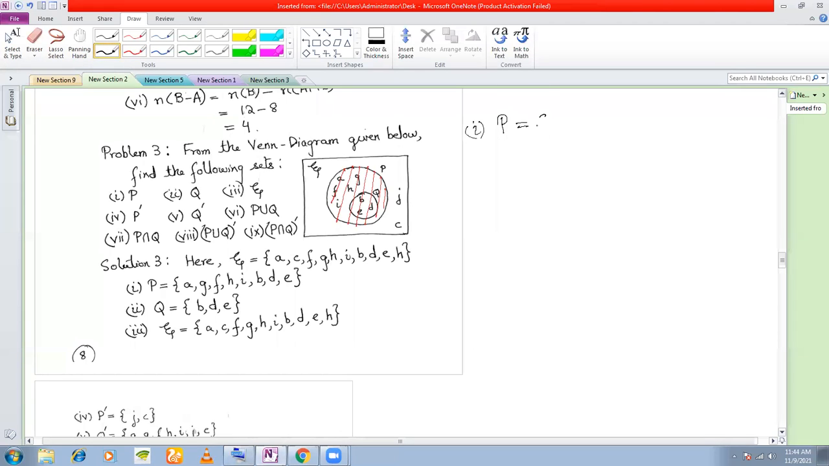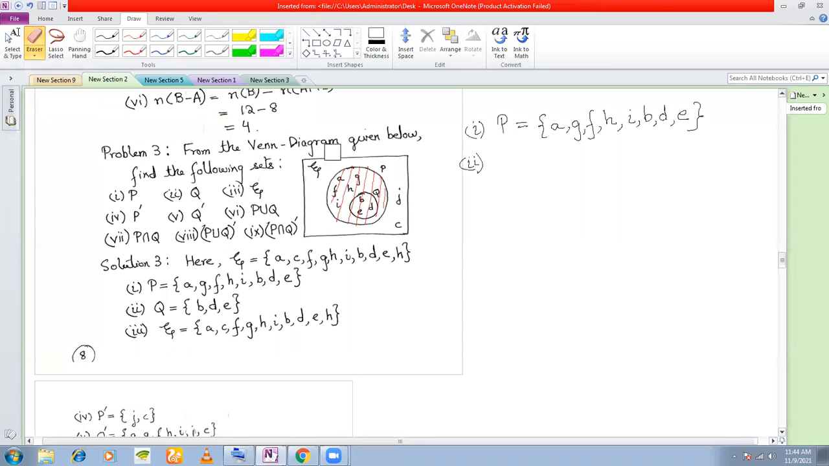What are the letters, alphabets that are there in P? You see A, G, it does not matter in what order you write. You just have to write all the letters that are there within the circle. B, D, and E. Right. All these are the letters within the circle. Any other that you can see? No other. So these are the elements of P.